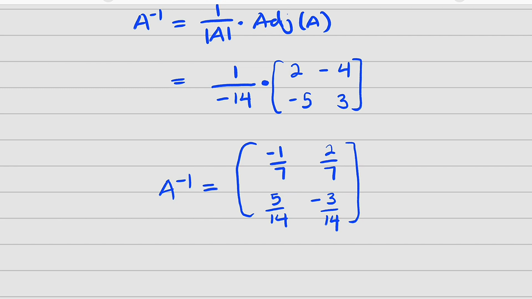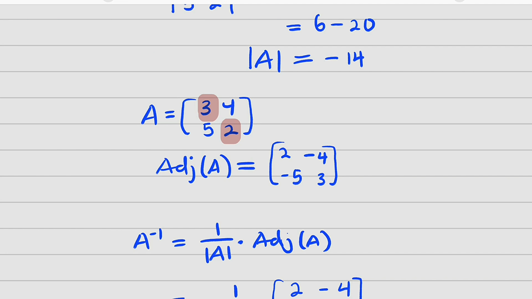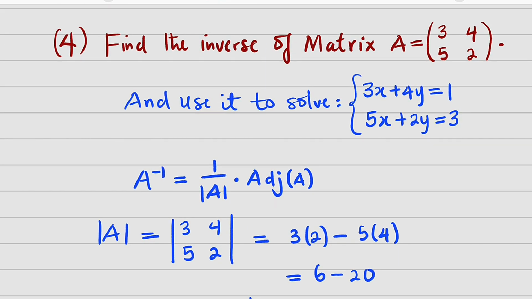And we are going to use it in order to find a solution to this problem. We're asked to solve this simultaneous linear equation. So let me just copy the equation. You can see the coefficients are exactly what we have in our matrix. We have 3, 4, 5, and 2. The only thing missing is the constants.